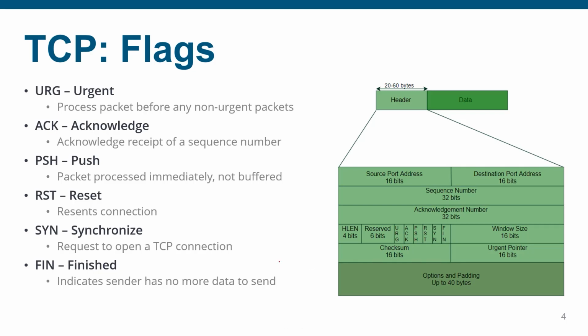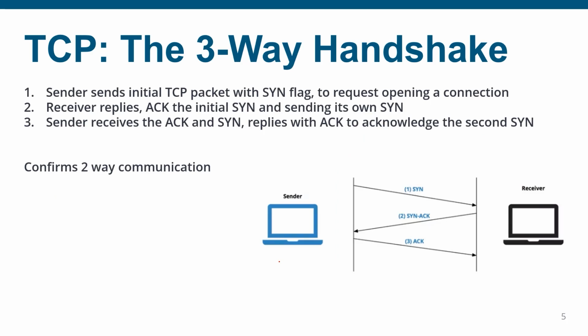So I did promise in the following slide we would talk about the connection establishment process. So TCP, the Transmission Control Protocol, uses the three-way handshake in order to establish a connection. And this is what makes TCP a connection-oriented protocol. What happens is some sender sends a TCP packet with the SYN flag set. And recall, this requests the opening of a connection.